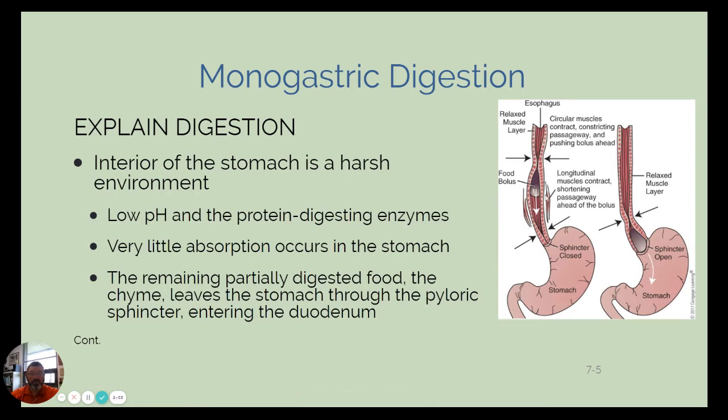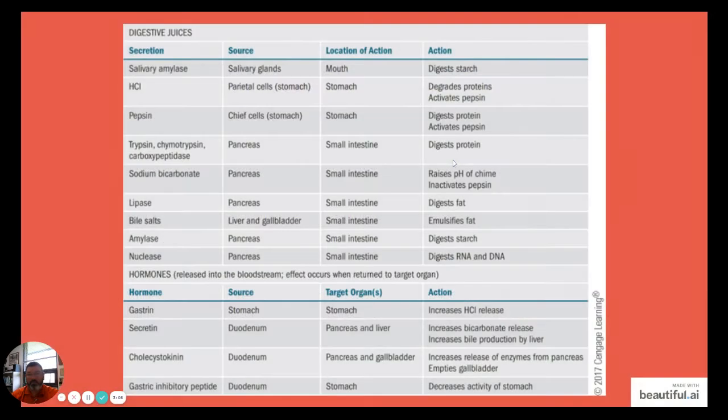So you have some diagrams here at the top. Food bolus coming down the esophagus to be introduced into the stomach. That sphincter muscle then closes there, and you'll have a period for digestion before it maybe enters the small intestine at some period of time later in the monogastric.